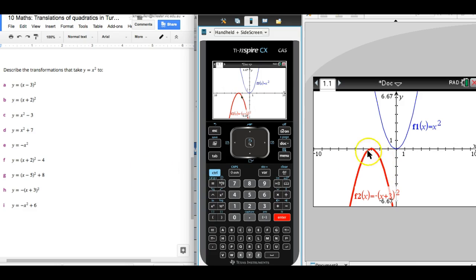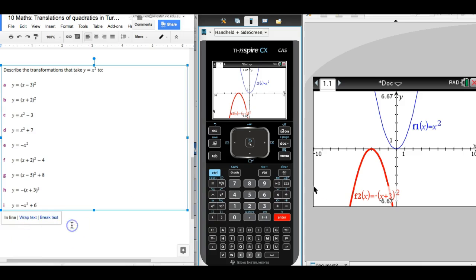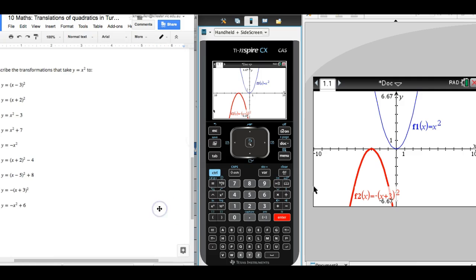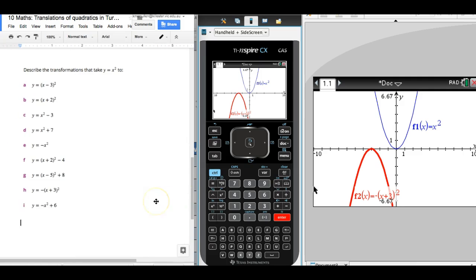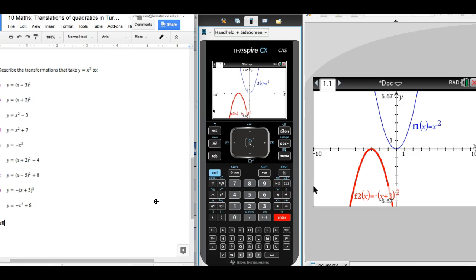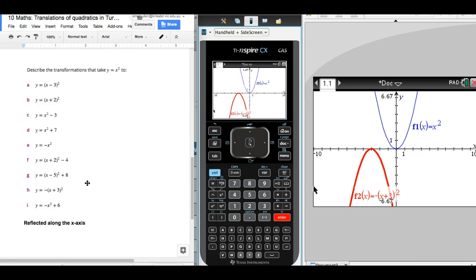Remember, if it's flipped, don't use the word flipped because that's not good to use when you move into methods. Say it's reflected in the x-axis. If you want me to write, I'll see if I can write that here. Reflected, sorry, say along the x-axis. Reflected along the x-axis if it's flipped, basically.